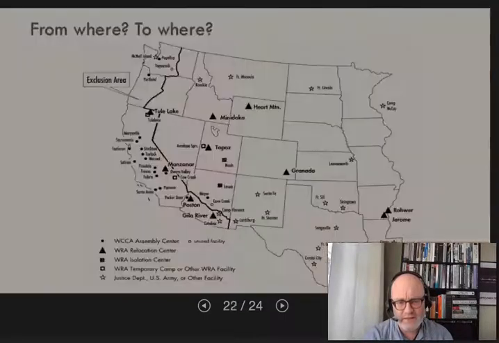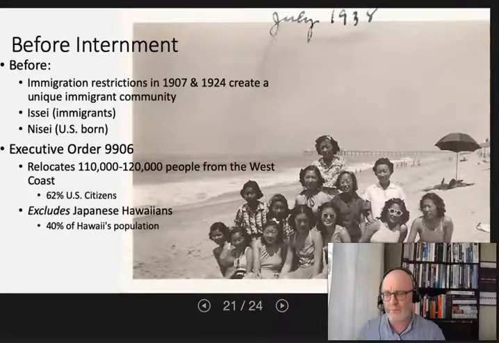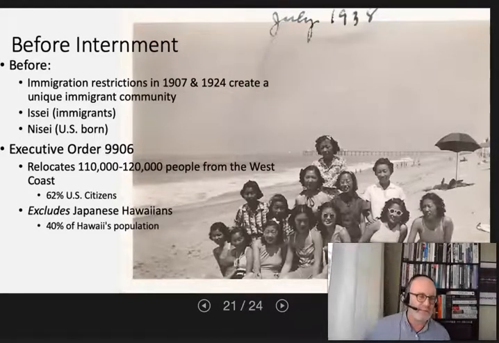As I said, it excludes Japanese Hawaiians, 40% of the population. Obviously, you can't ship off 40% of your population and still have a functioning economy. Also, the Japanese population in Hawaii is far more integrated into the white community and the native community. Remember, Hawaii has indigenous people who live there. It's not just white and Asian, but also indigenous Hawaiians. So there's more, basically what we'd call tolerance. There's more understanding of Japanese Americans.